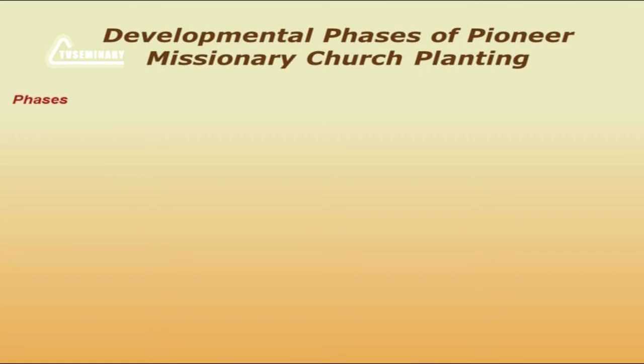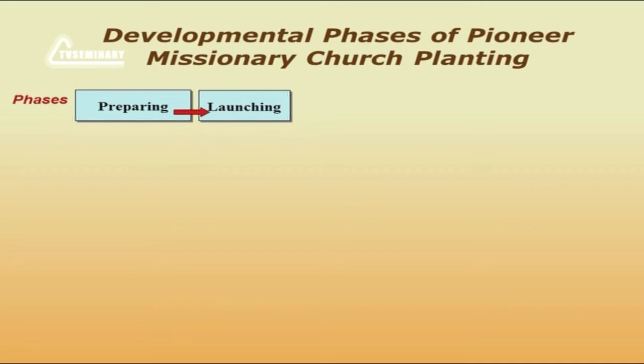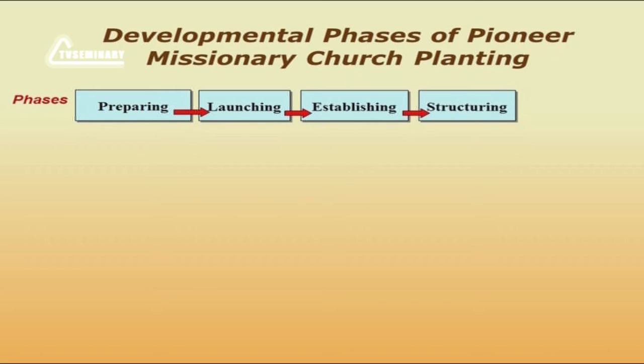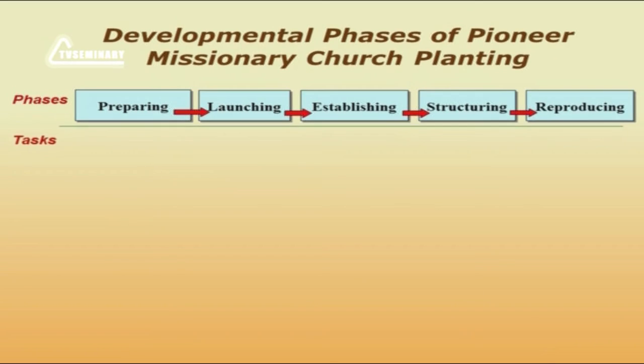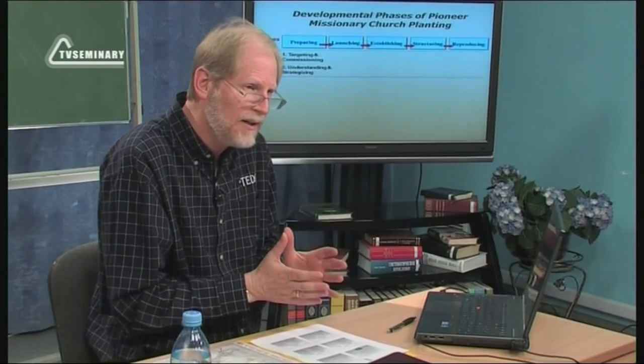There are the basic phases of preparing before the team actually enters the location, the launching as you begin the initial evangelism, establishing, gathering, and then structuring, and then reproducing. Now, what are the specific tasks that go on? Well, one of the preparing tasks is targeting and commissioning. So you decide the location and who's going to be the team.